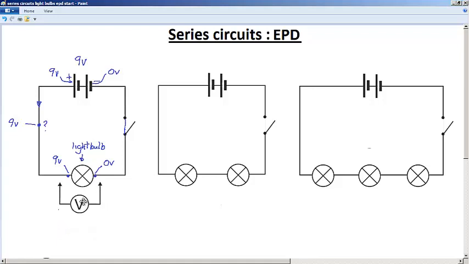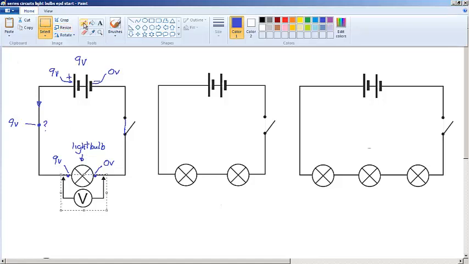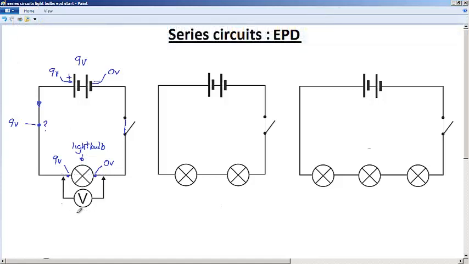So we can say that this voltmeter will be connected in parallel, and it will measure the difference in electrical potential between these 2 points. We can see that here the potential is 9 volts, and here the potential is 0 volts. Then the reading on the voltmeter will be 9 volts.